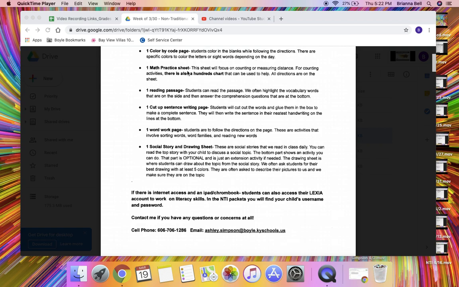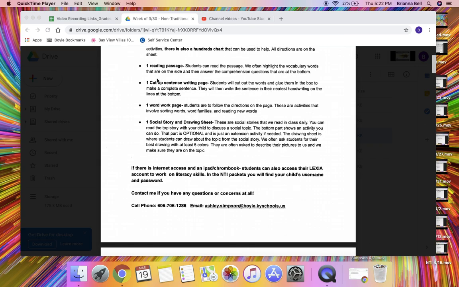1 math practice sheet. This sheet will focus on counting or measuring distance. For counting activities, there is also a hundreds chart that can be used to help. All directions are on the sheet. 1 reading page. Students can read that passage.